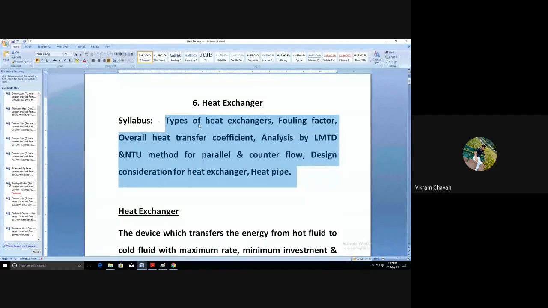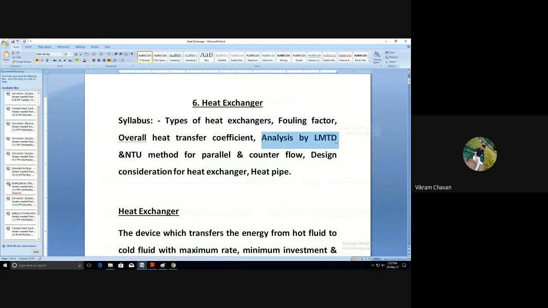So, types of heat exchangers. In this, we have to consider the classification of heat exchangers. And the analysis by LMTD and NTU method for parallel and counter flow. In analysis, we have to provide the derivation for the LMTD for parallel flow and counter flow, and NTU for parallel flow and counter flow. The long form of LMTD is logarithmic mean temperature difference, and the long form of NTU is number of transfer units.